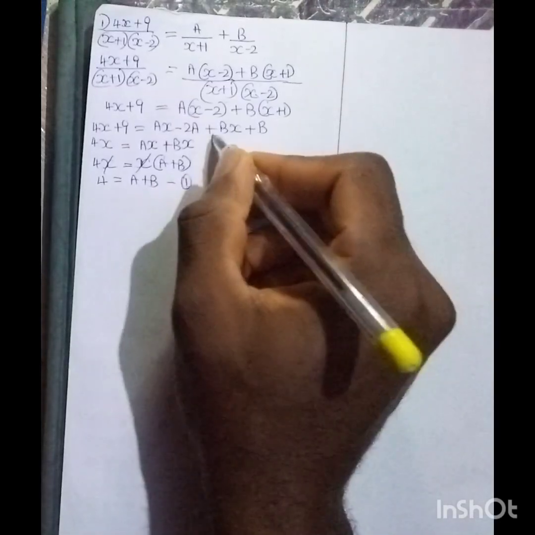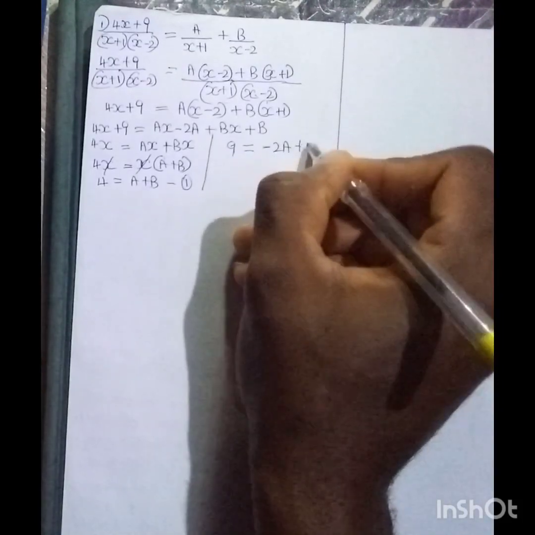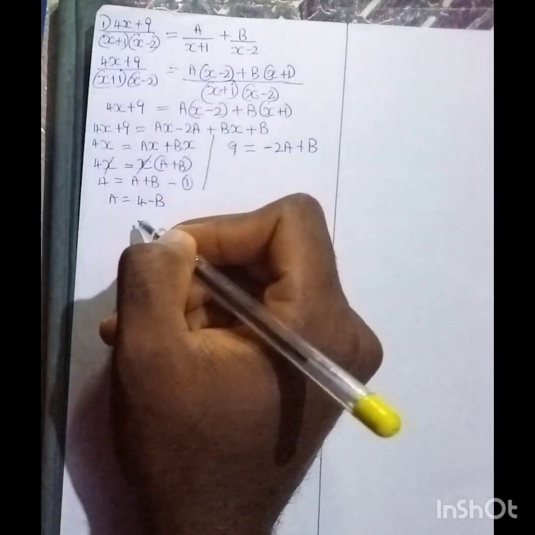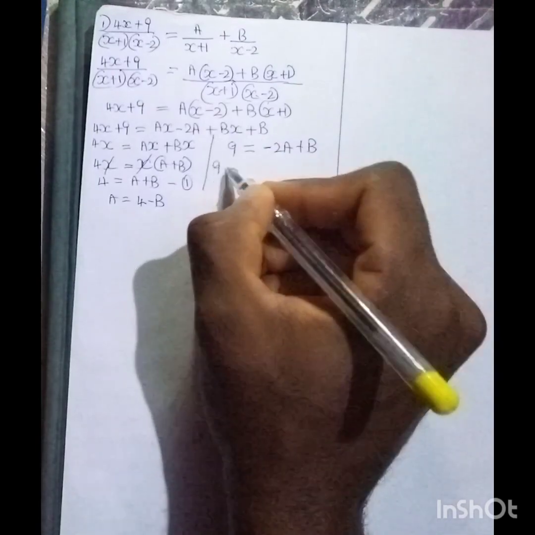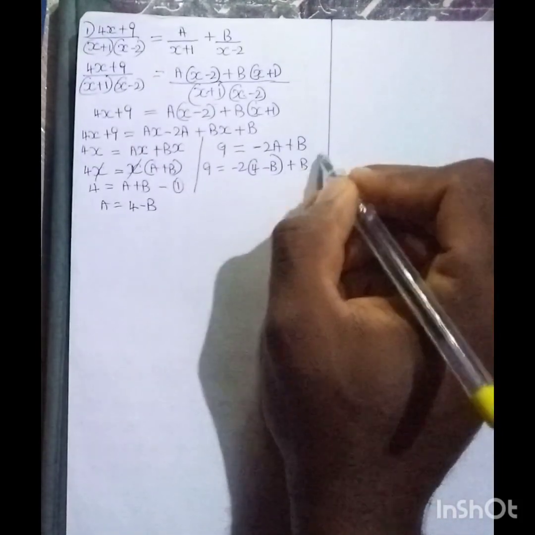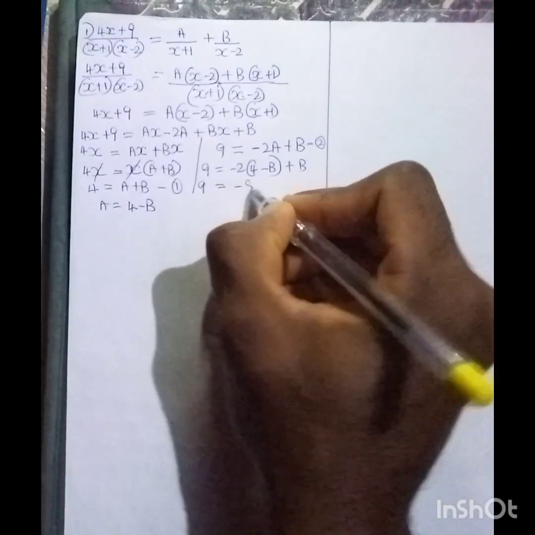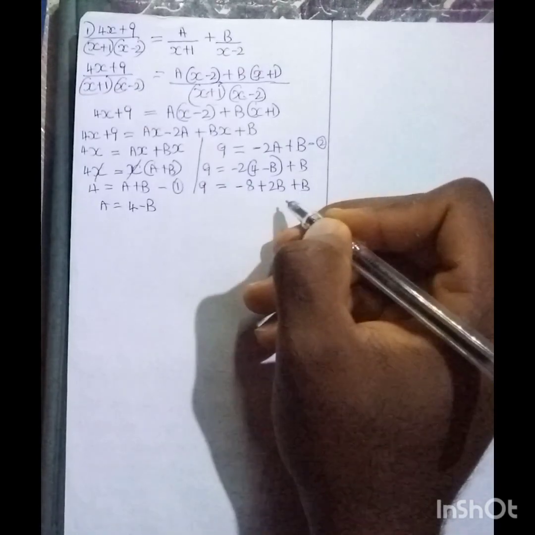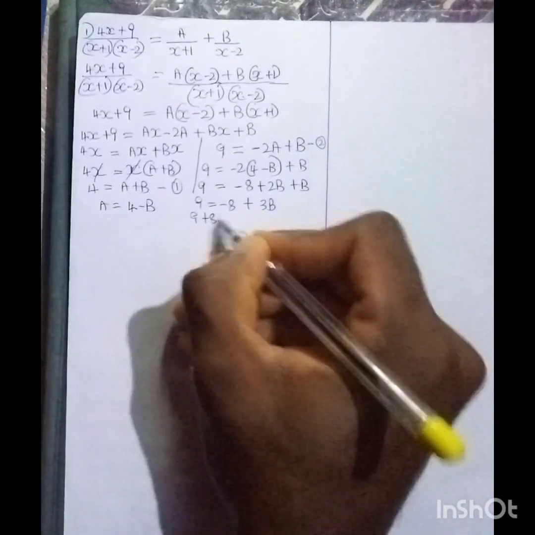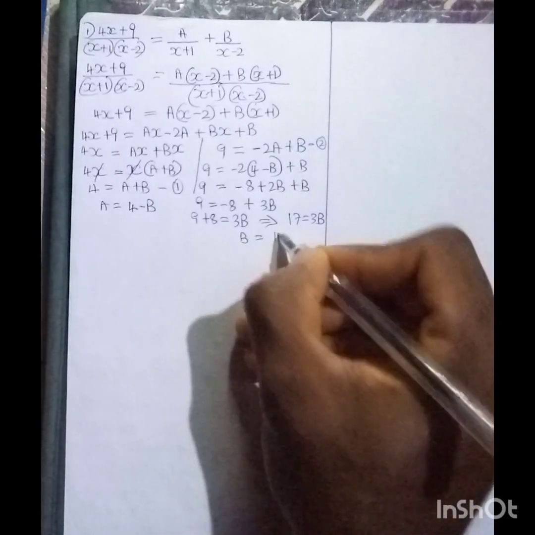This is equation 1. 9 is equal to -2A + B, and you can call this equation 2. From equation 1, A is equal to 4 - B. Then 9 is equal to -2(4 - B) + B. We have 9 is equal to -8 + 2B + B, and 9 is equal to -8 + 3B. This is the same as 9 + 8 equals 3B, which implies that 17 is equal to 3B. Then B is equal to 17 over 3.